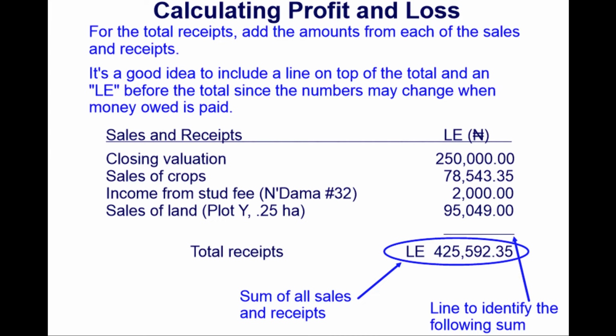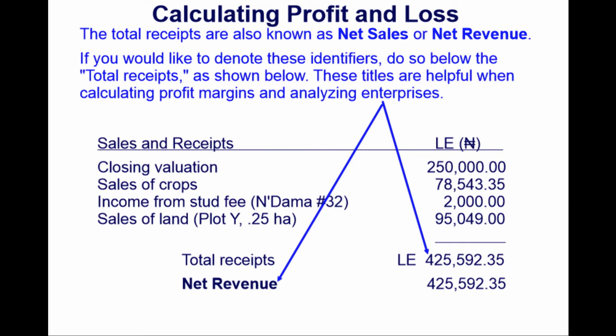It's a good idea to include a line at the top of the total and an LE before the total, since the numbers may change when money owed is paid. The total receipts are also known as net sales or net revenue. If you would like to denote these identifiers, do so below the total receipts as shown below. These titles are helpful when calculating profit margins and analyzing enterprises.